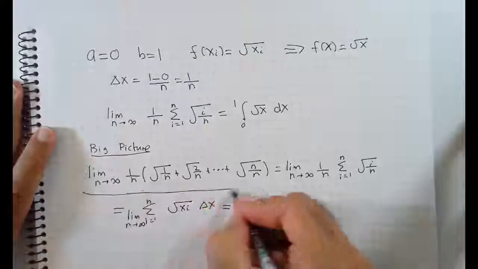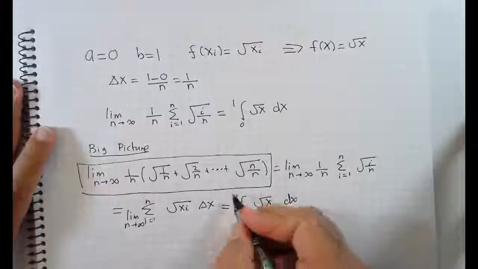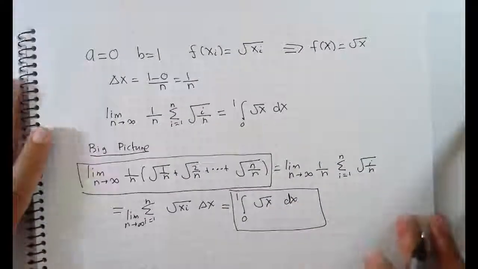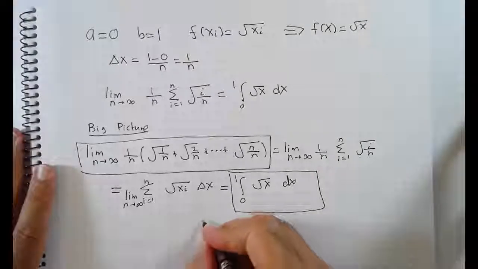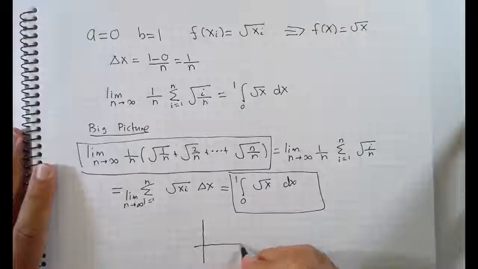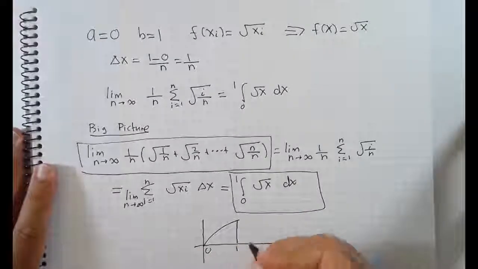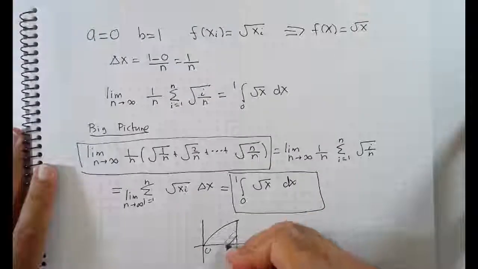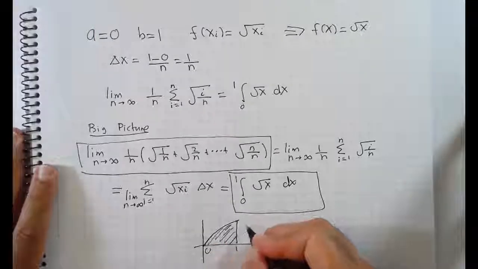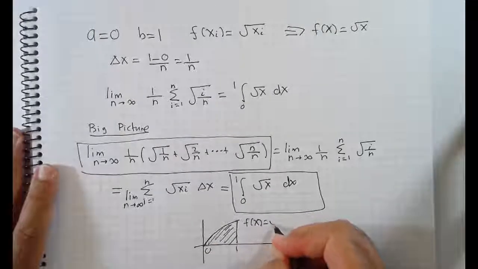So what we did is we turned this Riemann sum into this definite integral. And in terms of areas, this represents the area under the curve. Here is root x from 0 to 1. And if we were to compute this, we would find the area under the function f of x equals root x from 0 to 1.